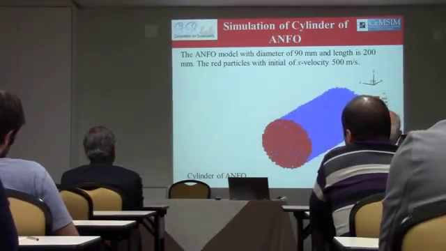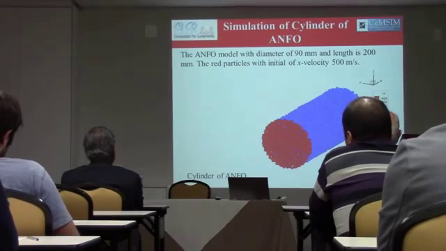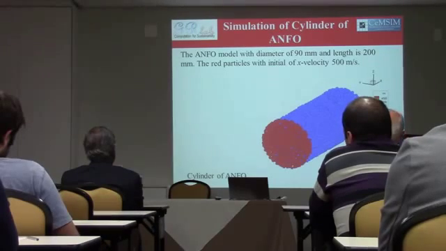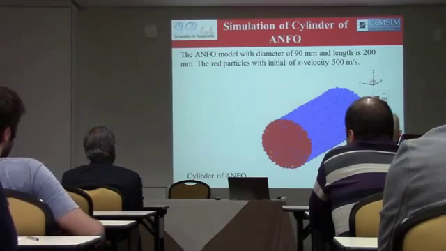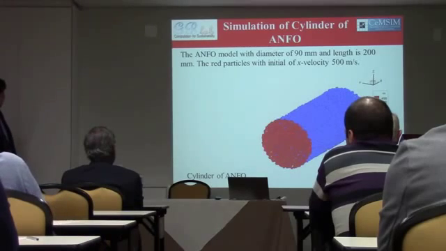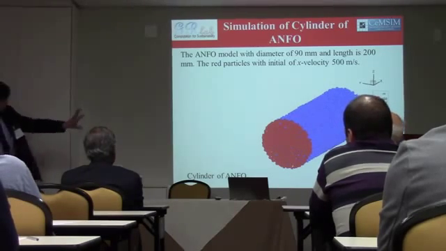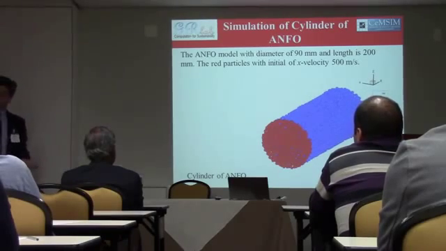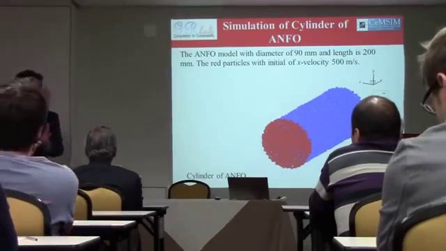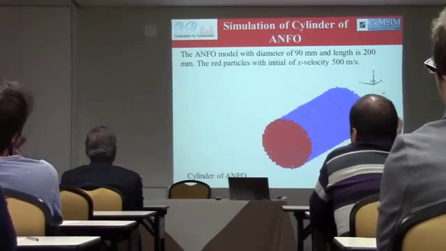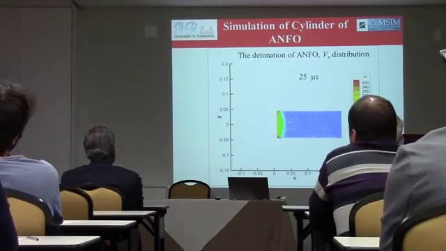We did that using this empirical formula. We built a model of the ANFO material, a non-ideal type of explosive. This is just a cylindrical type of material, but on the surface, a layer of particles is given an initial velocity. So, simulating a detonation process, you have an explosive impact and see how it is detonated.